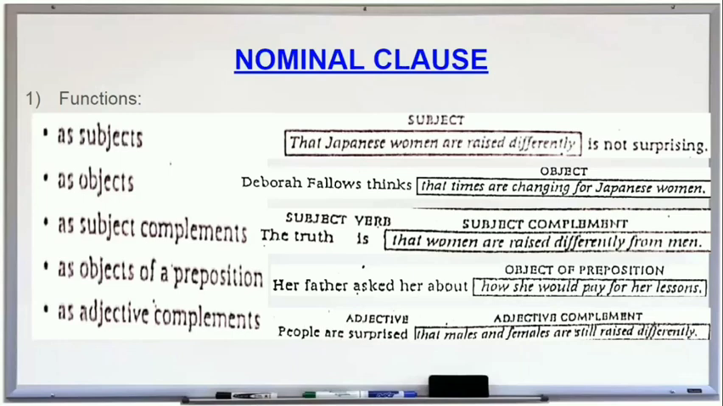And last but not least, as adjective complement: people are surprised that males and females are still raised differently. So people are surprised. In this case, surprised, you know that is an adjective. So it's completing the meaning of that adjective. So it's complementing it. So we are using this noun clause after an adjective. In this case, we are going to use, generally speaking, a that clause.